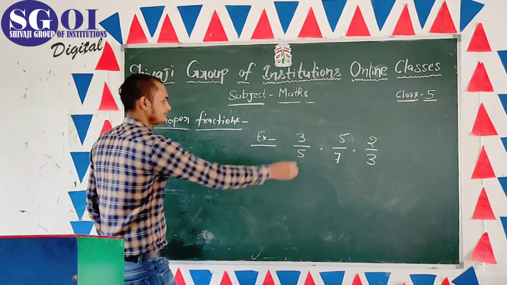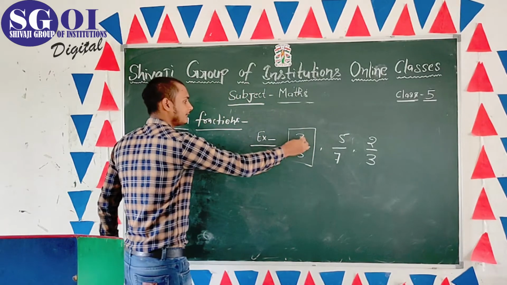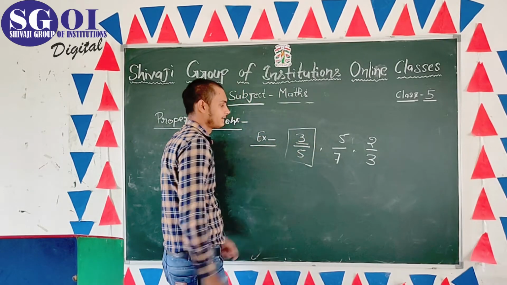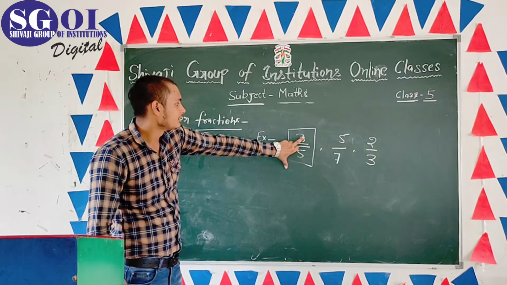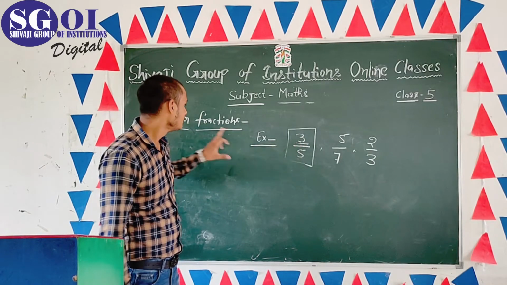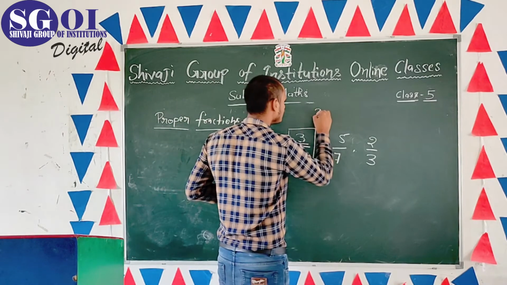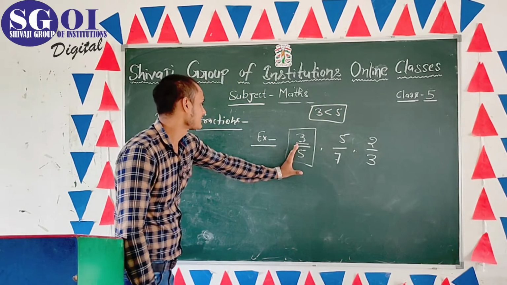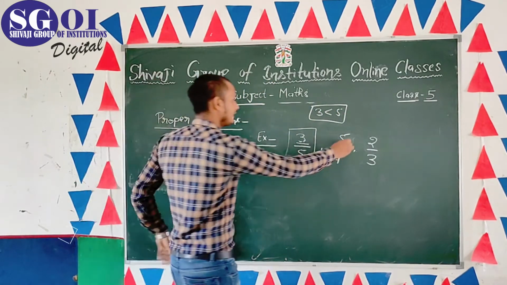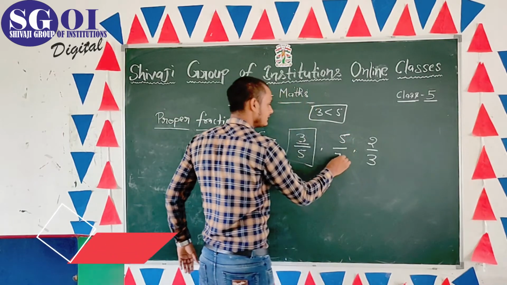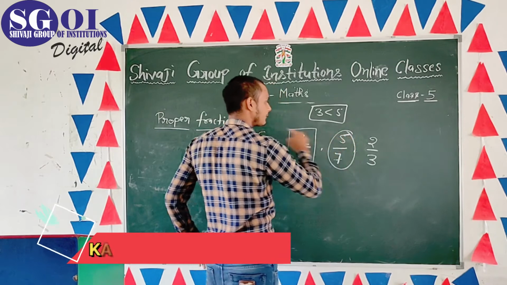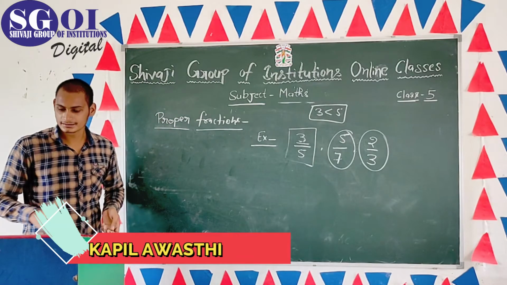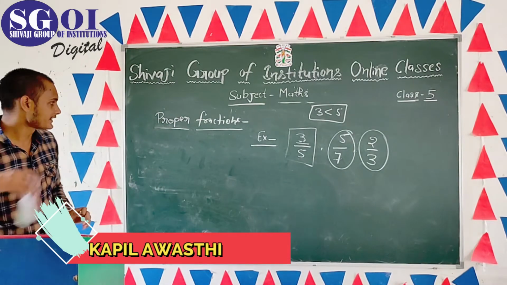Okay students? Look, the fraction whose numerator is less than the denominator is called proper fraction. Here 3 is numerator and 5 is denominator. 3 is less than 5, so this is called proper fraction. Here 5 is numerator and 5 is less than 7, so 5 upon 7 is a proper fraction. 2 upon 3 is also a proper fraction. Okay students.